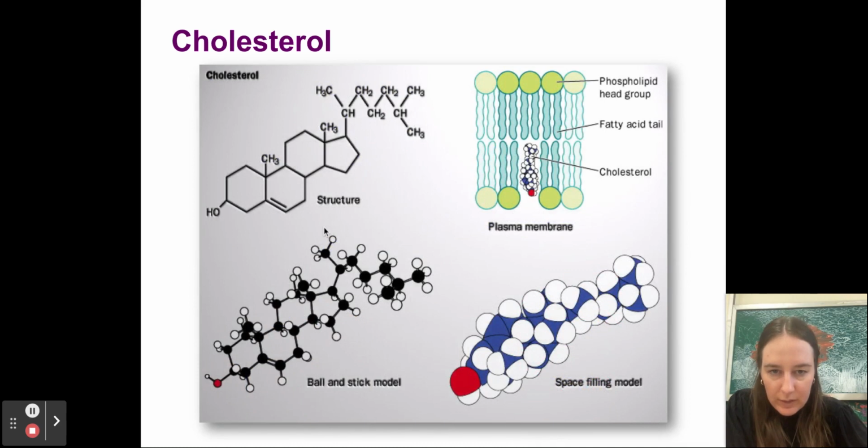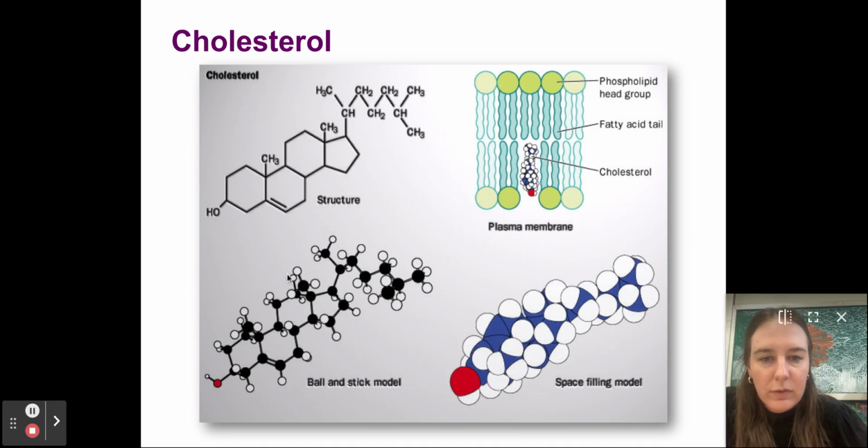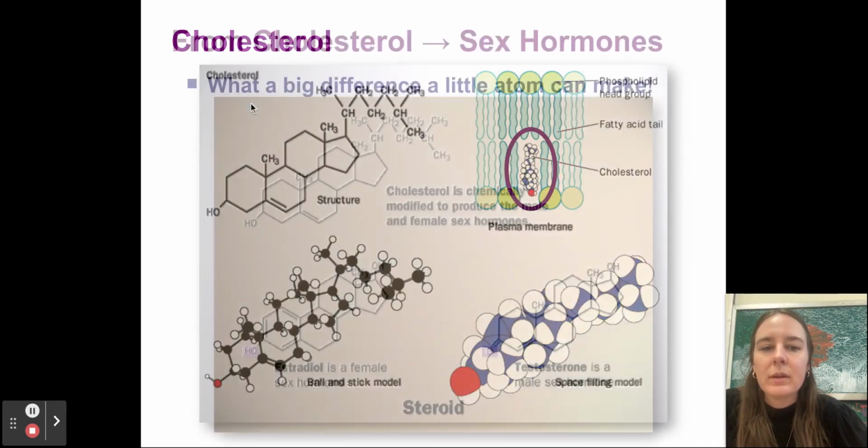Okay, so the structure of cholesterol, it's again 4 carbon rings and then this functional group on the end, and they can be embedded into cell membrane. So here's our phospholipid membrane, phospholipid bilayer, but cholesterol can be embedded in. And then here's some other pictures of different ways to depict cholesterol.